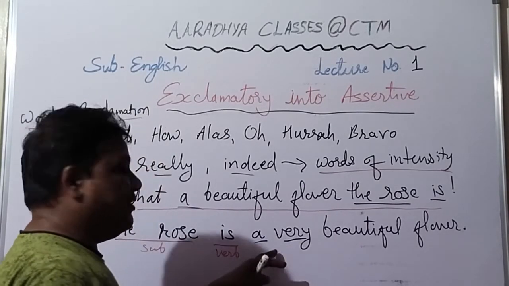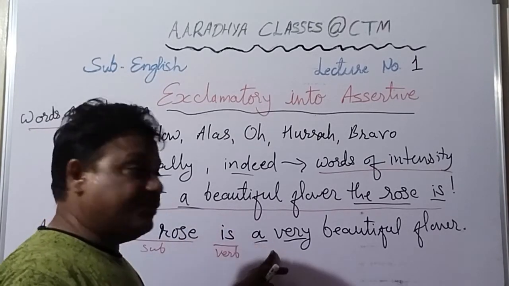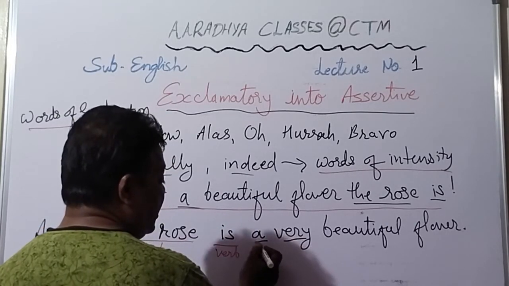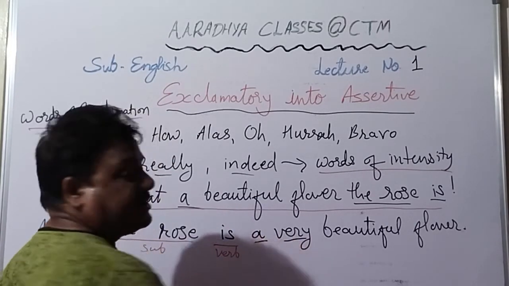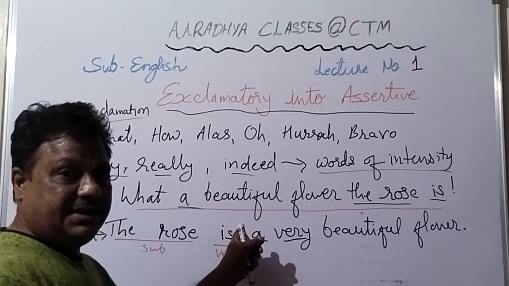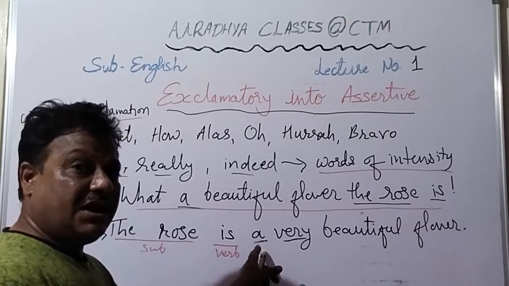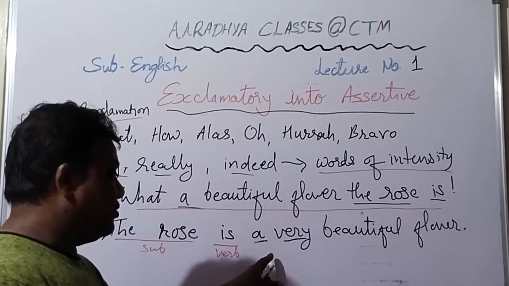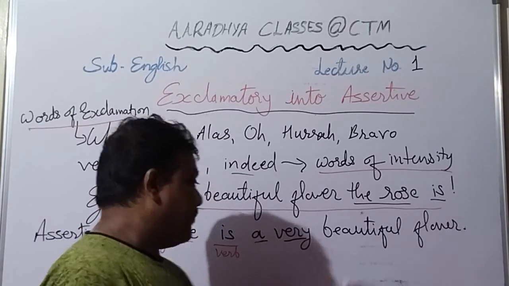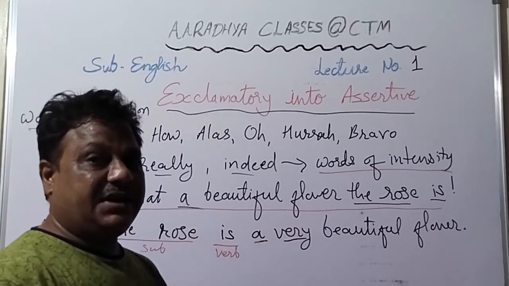Okay, now whenever students we use the word very, it is always used after the article. So here you see before that, article a is there and after that very is written. Never write very before the article, it is wrong. The word very is always written after the article. So students, you keep that thing in mind. And then beautiful flower, so noun and adjective. That way your assertive sentence will get over.